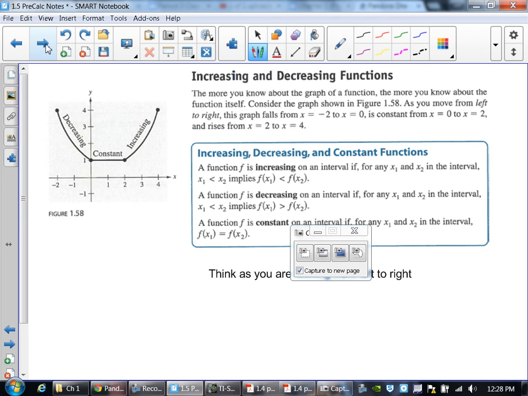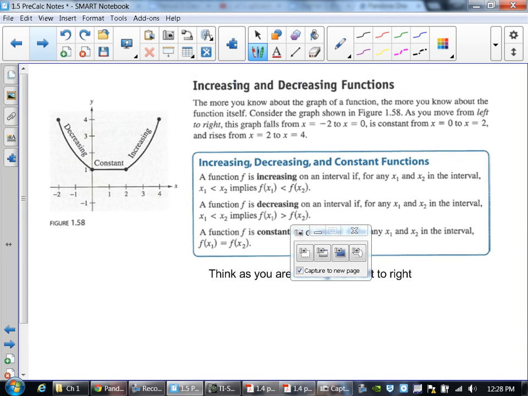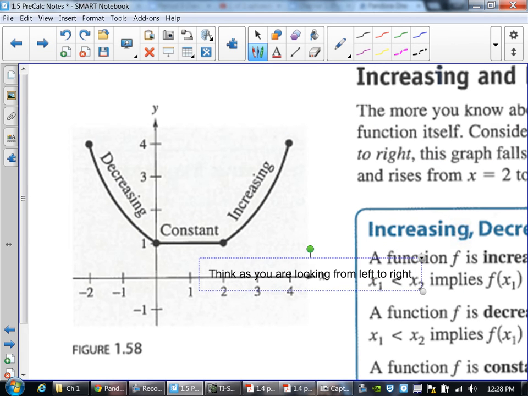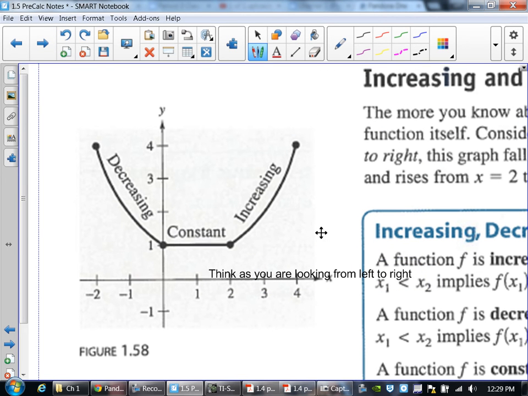How do you guys read a book? From left to right or right to left? From left to right. So if I'm looking at this graph right here, you read it going from left to right. Notice how this graph is decreasing from left to right, then it stays constant going from left to right, and then all of a sudden it's increasing again. This is a whole lot of words for just looking at a picture going from left to right. That's it. What's the graph doing as you're looking at it from left to right?